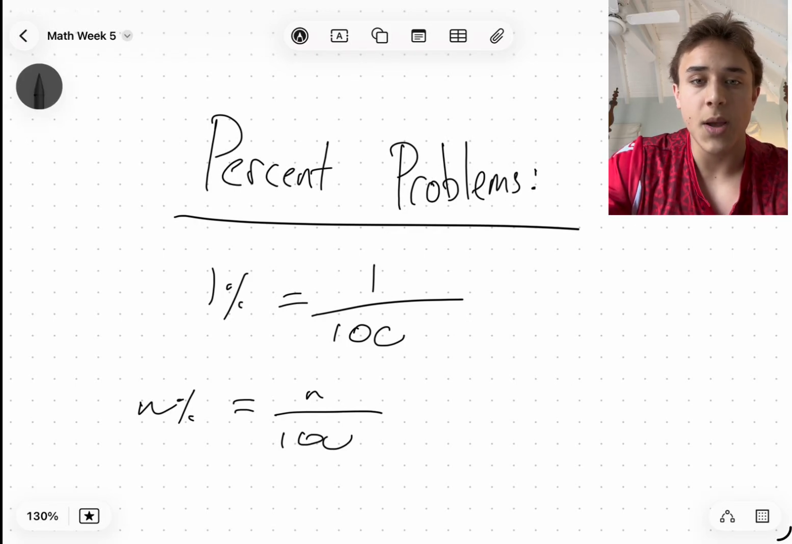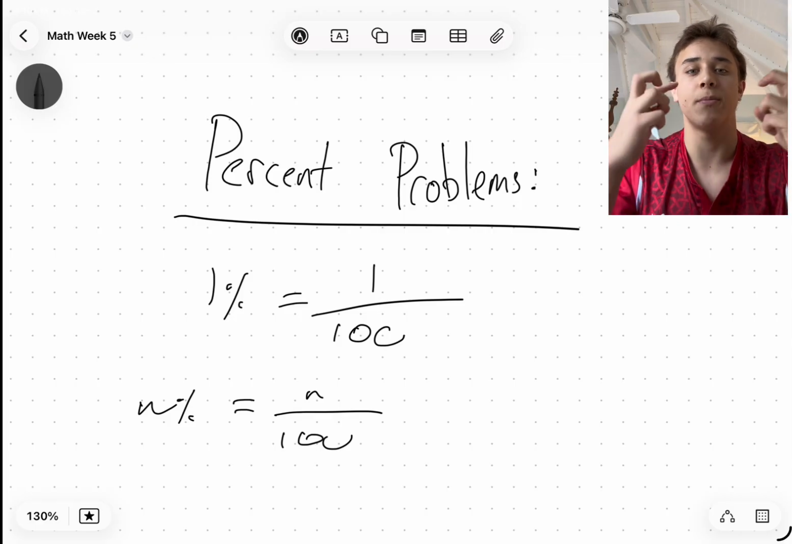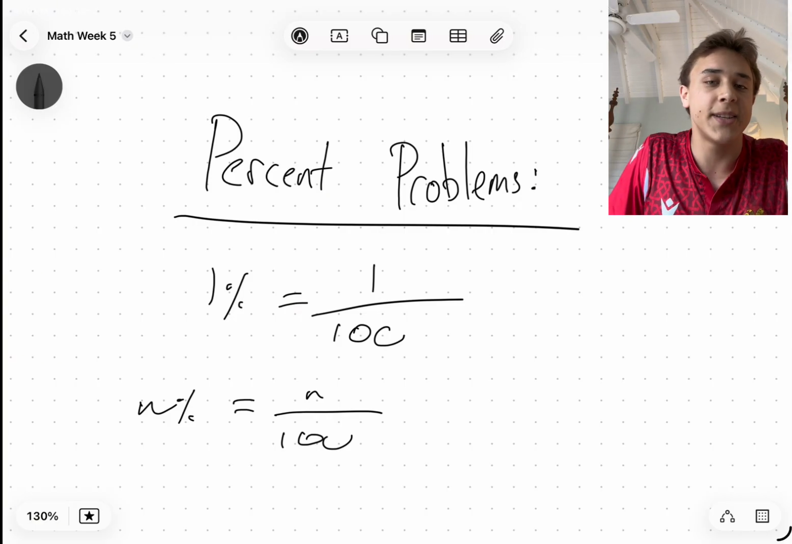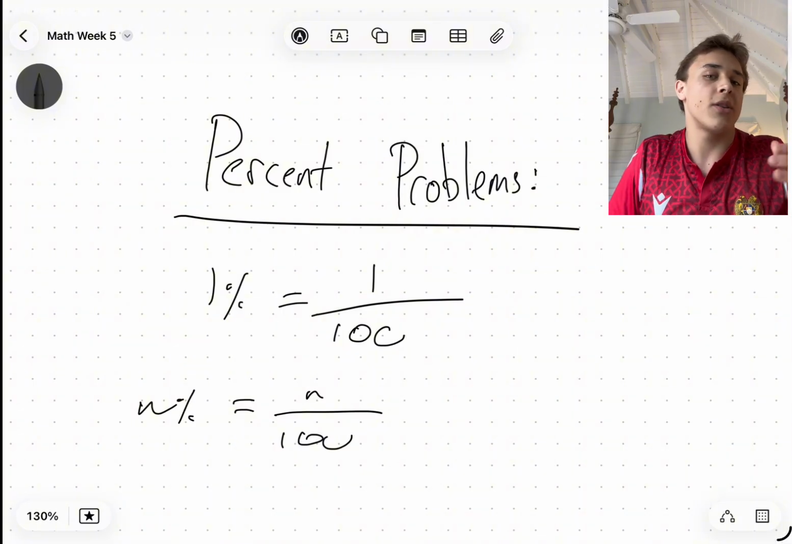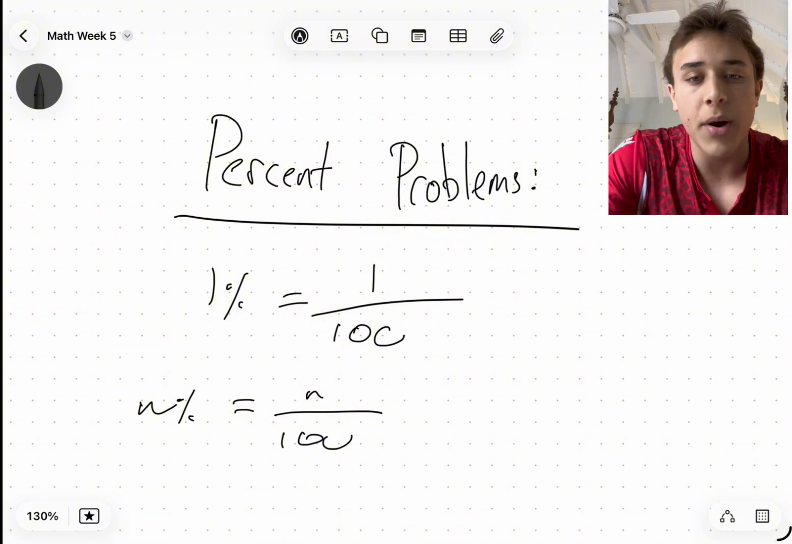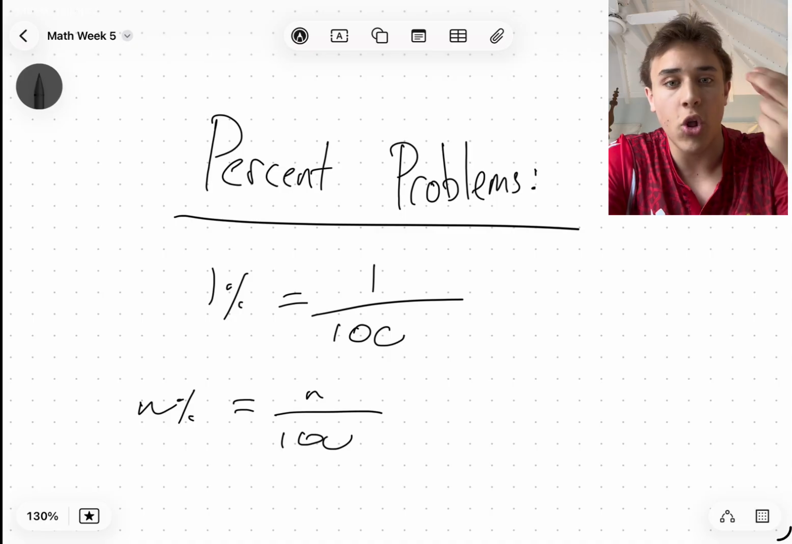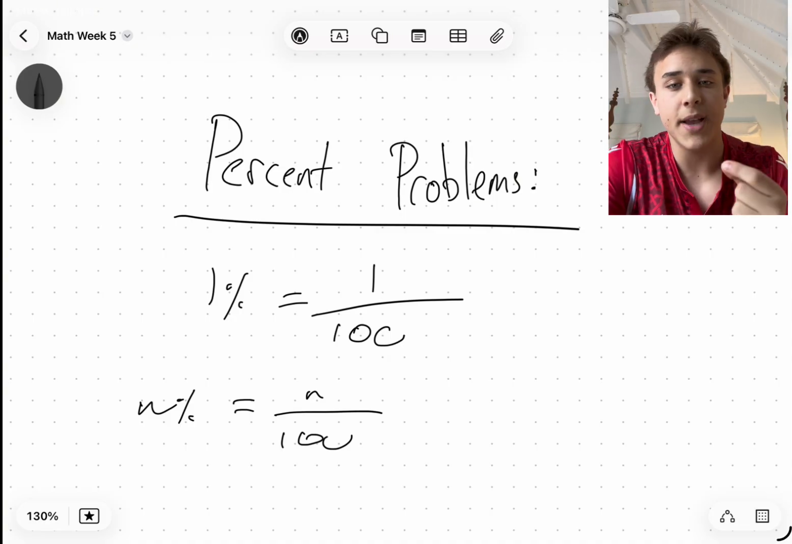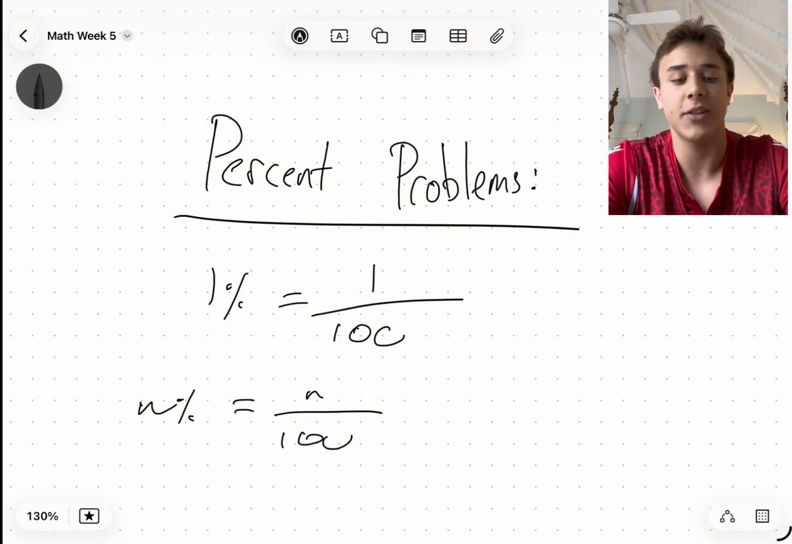This week's math topic is going to be percent problems. We looked in week 3 a little bit at what a percentage is and how to do some specific problems. But since percents show up in a lot of different questions in different contexts, we felt it would be best to devote a whole week specifically to that.